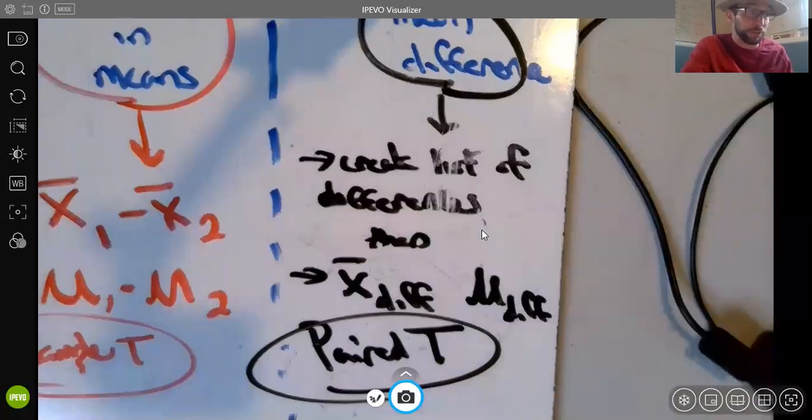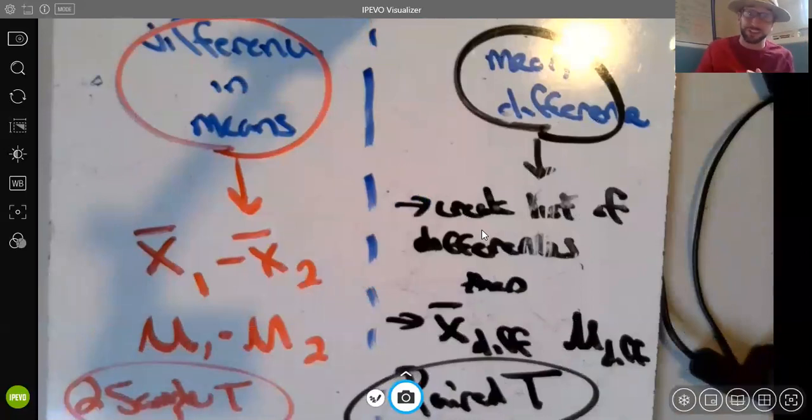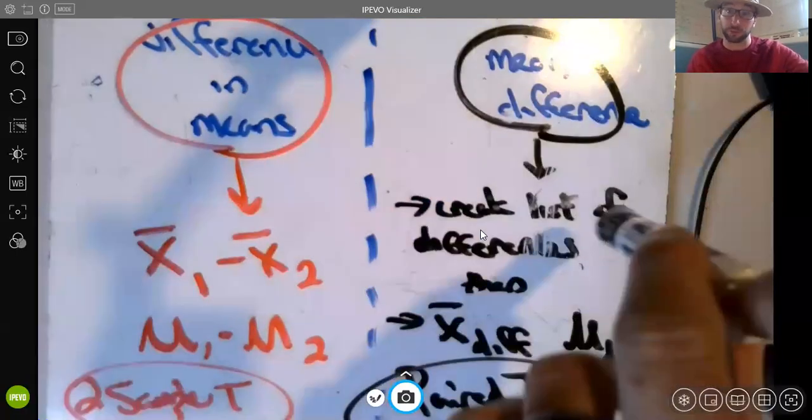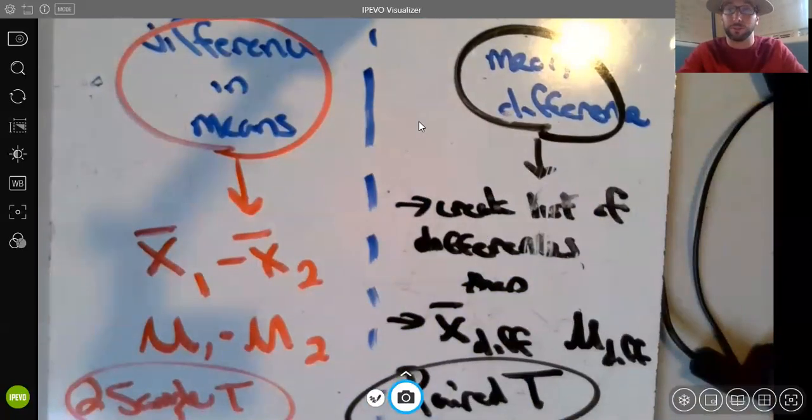So those are very different things, right? That is the idea, the distinction between difference in means versus mean difference. This for us is chapter 24. This for us is chapter 25, and they're different types of tests and intervals. So this week, difference in means.